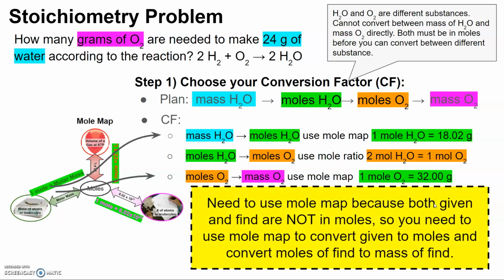So in this example, we actually need to use the mole map. But as you can see, you only need to use the mole map for a stoichiometry problem if your given and find are not in moles. So both given and find must be in moles in order for you not to use the mole map. If they're not, you're going to use the mole map.